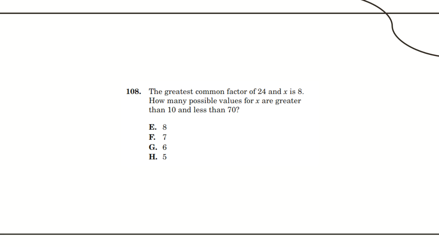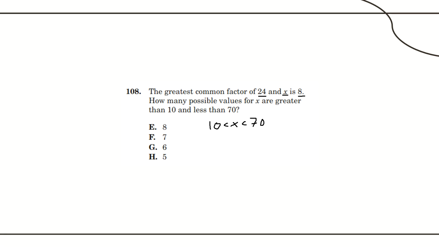This question, it says, the greatest common factor of 24 and x is 8. How many possible values for x are greater than 10 and less than 70? Well, the first thing I'd do is I would do an inequality. So x is greater than 10, but is also less than 70. And you also know that the greatest common factor of 24 and x is 8.